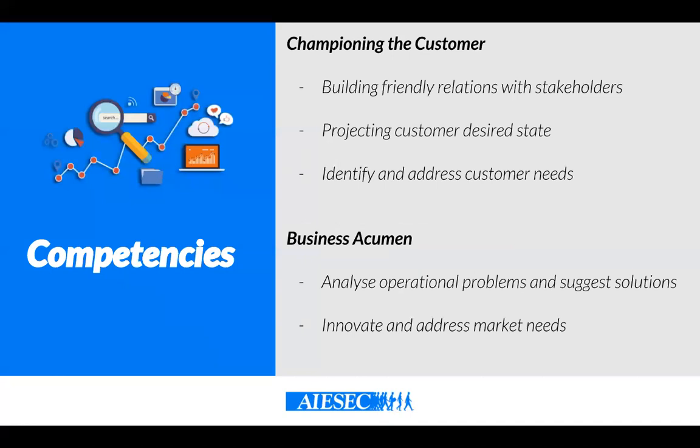Projecting the customer's desired state, so trying to tailor what we're providing to the customer and ensure that it's what the customer does want, and it actually meets their requirements, and that they do have the right expectations when going, and that we're also able to identify and address customer needs.